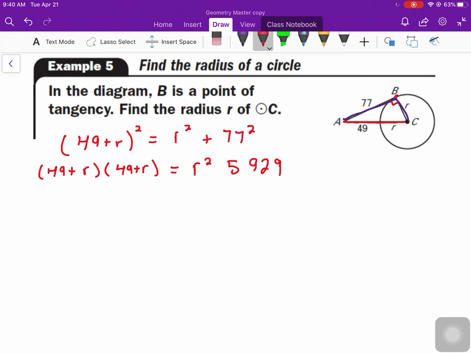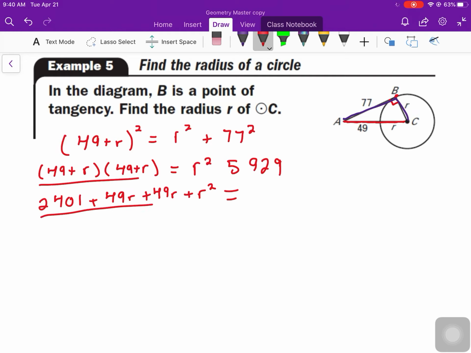Okay, if I multiply out on the left-hand side, first, outside, inside, last, 49 times 49 is going to give you 2401. Inside is going to give you plus 49r. Outside is going to give me plus 49r. And again, guys, we're just FOILing here. And then it's going to be plus r squared. Now, all of that is coming from right there. Is equal to r squared. I forgot my plus sign up there, plus 5929.